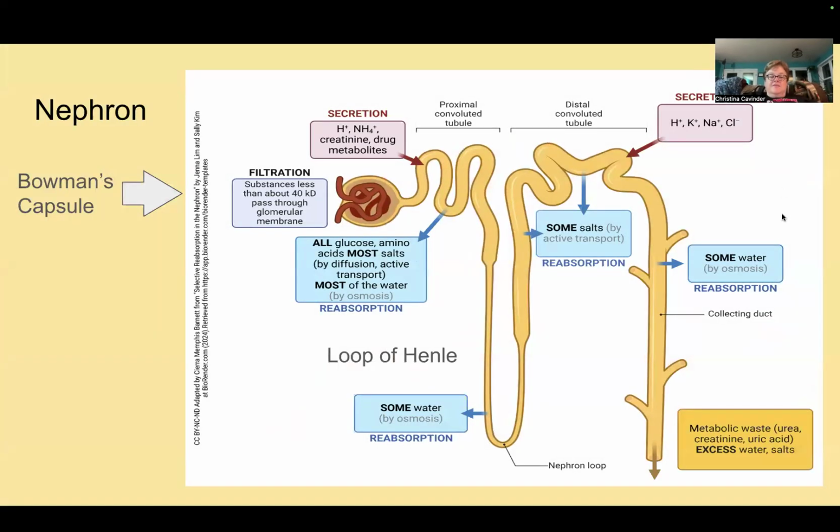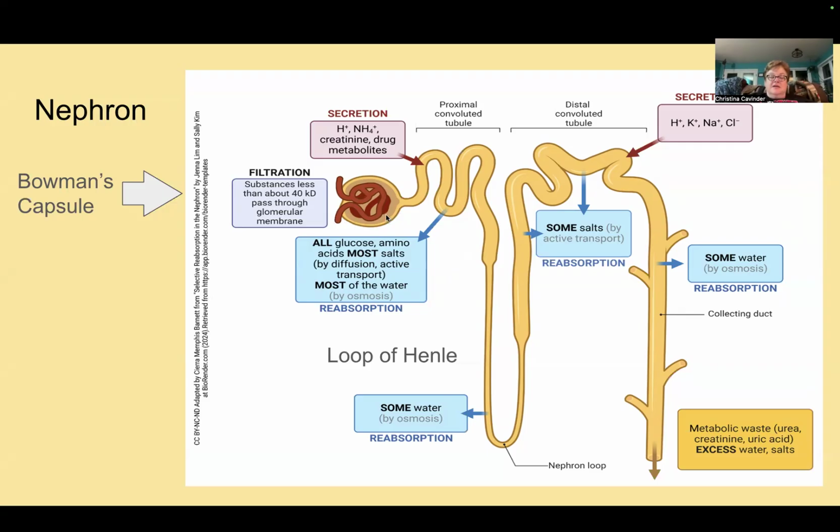So the nephron is basically a long tube that things are secreted or absorbed through, and then the end product goes out of the body and basically is urine, where waste is removed from the body. So a few things you need to know. First of all, this is the Bowman's capsule, and it surrounds the glomerulus.